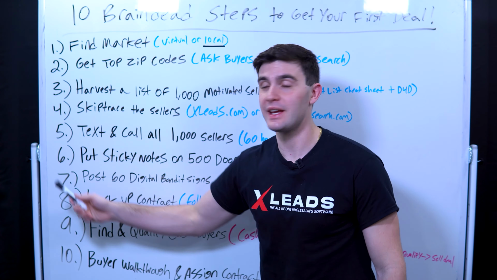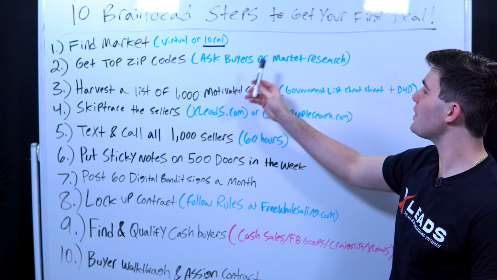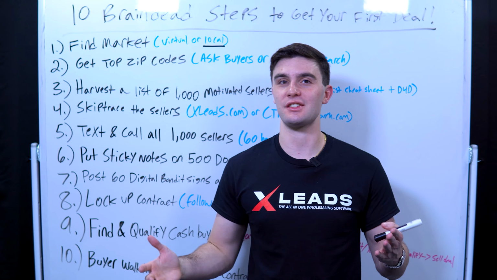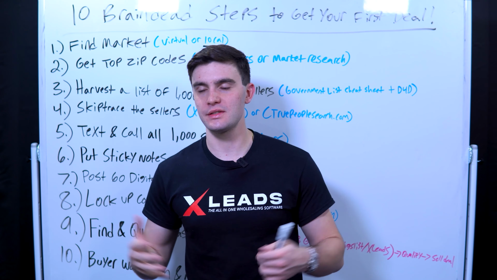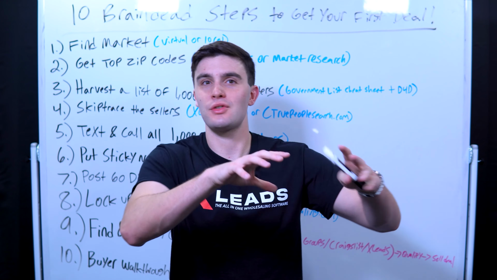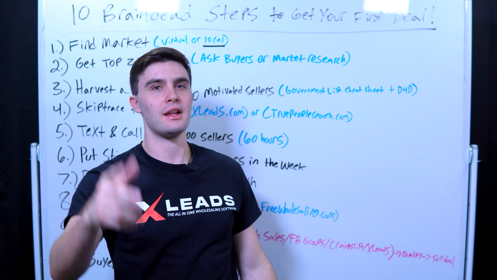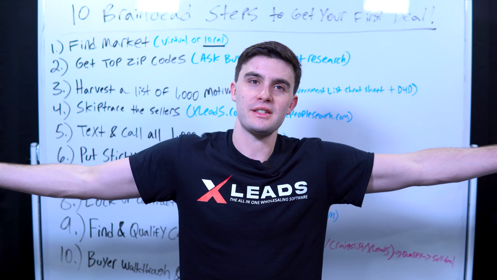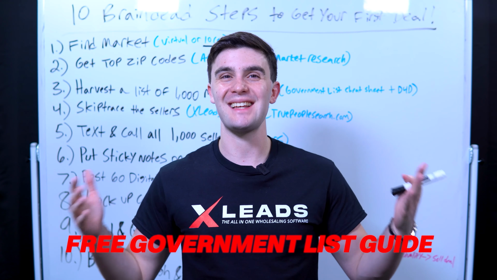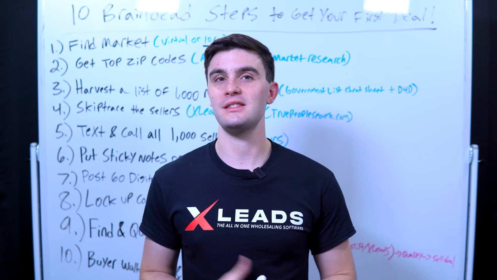Step number 3, harvest a list of 1,000 motivated sellers. This one's pretty easy actually, right? We used to be able in wholesaling, last year, the year before that, to go inside of a government database and try to pull the list and figure out where code violations are. Well, we solved this here, right? In 2025, we actually released our free government list guide for the top 100 markets in the United States.